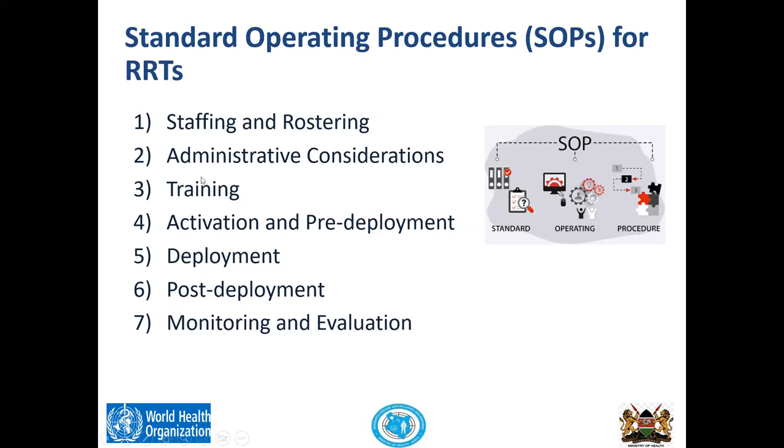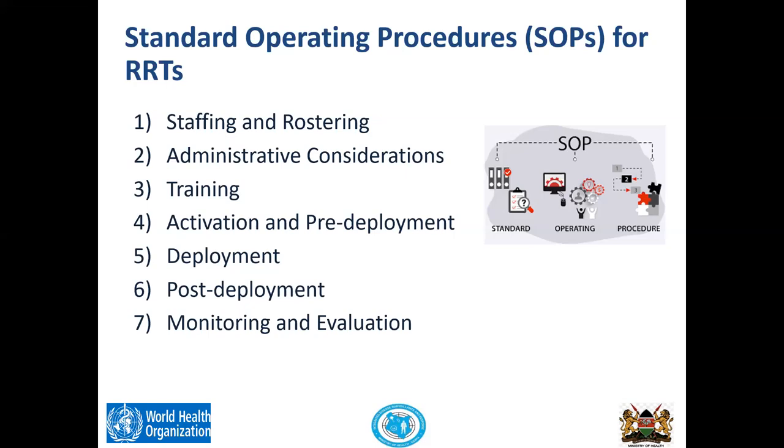But before I go to number one and three, I will focus a bit on number two and talk about the administrative considerations that are captured in the SOPs. When you decide to deploy a rapid response team, there are a number of administrative issues that must be considered. Number one, how are these teams going to operate from day to day, given that they are working away from their workstations? So we are talking about things like per diems. We are talking about reducing or minimizing the risk of them getting into danger or getting infected with the outbreak they're responding to.